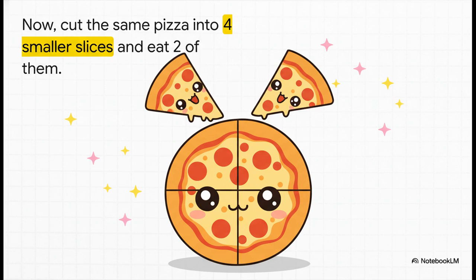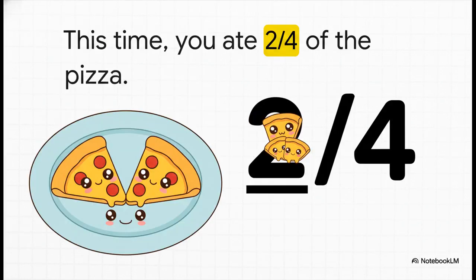Simple enough. Okay, let's hit rewind. Imagine it's the very same pizza. But this time, instead of two big slices, you cut it into 4 smaller equal slices. And you're hungry, so you eat 2 of those smaller slices. This time, you ate 2 slices out of a total of 4. So the fraction we write for that is 2/4.